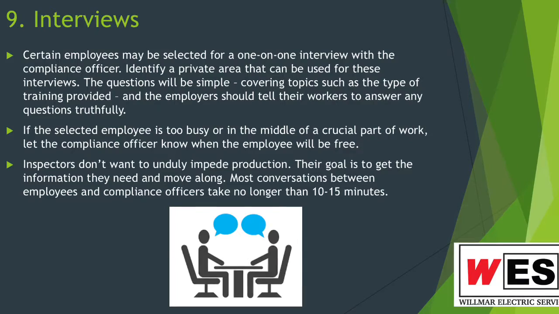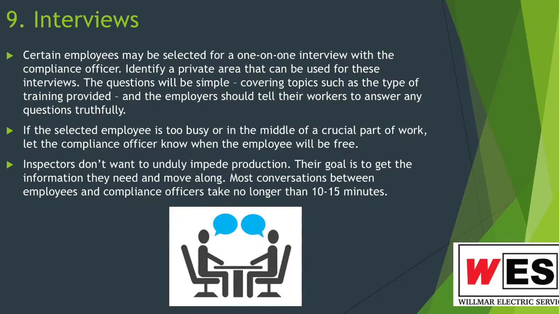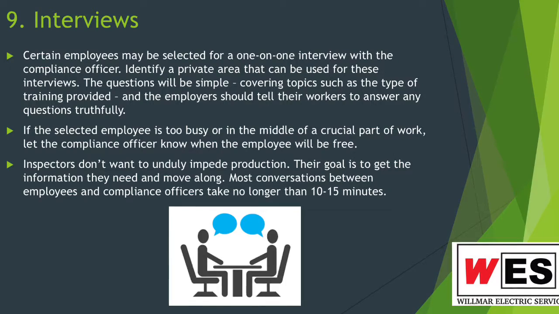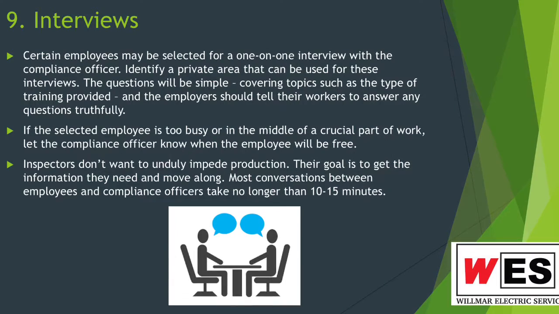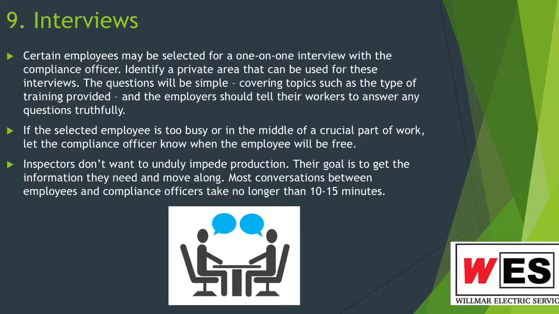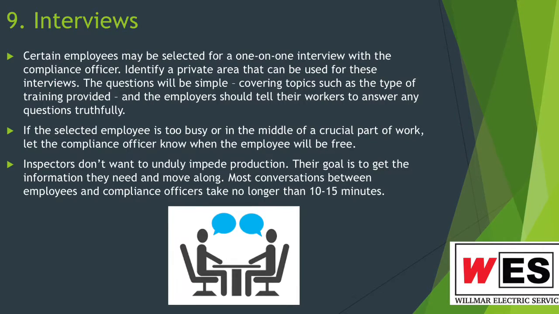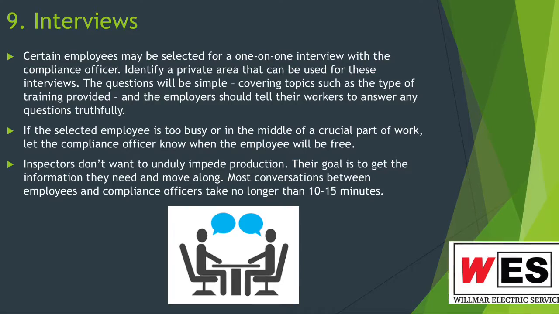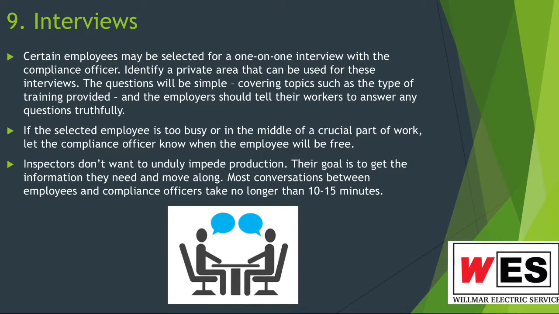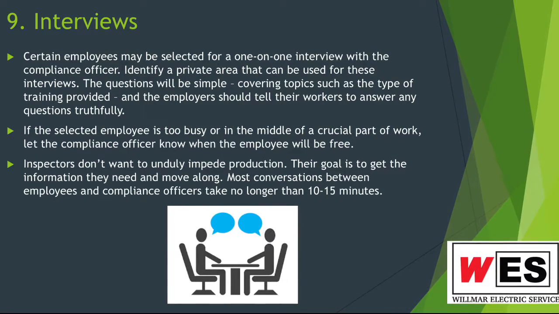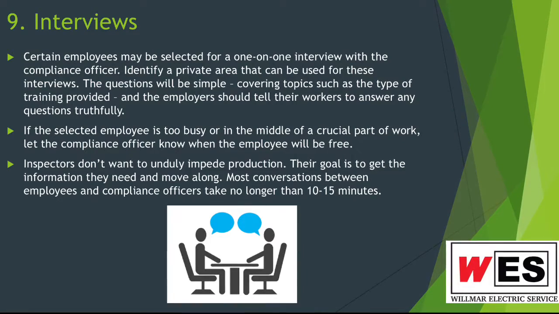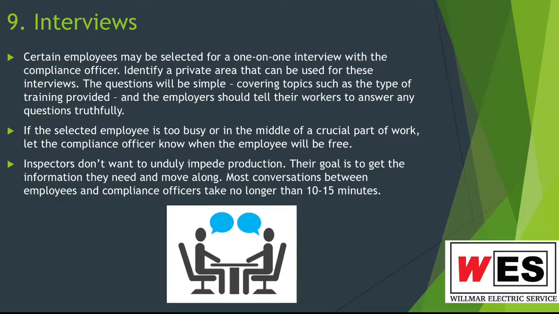Certain employees may be selected for this one-on-one interview with the compliance officer. Identify a private area that can be used for these interviews. Usually this area is in the same location as the opening and closing conference. The questions will be simple, covering topics such as the type of training provided, and employees should answer any questions truthfully. If the selected employee is too busy or in the middle of a crucial part of work, let the compliance officer know when the employee will be free.